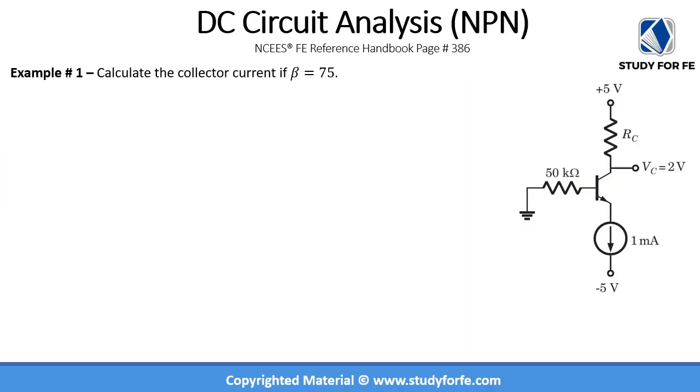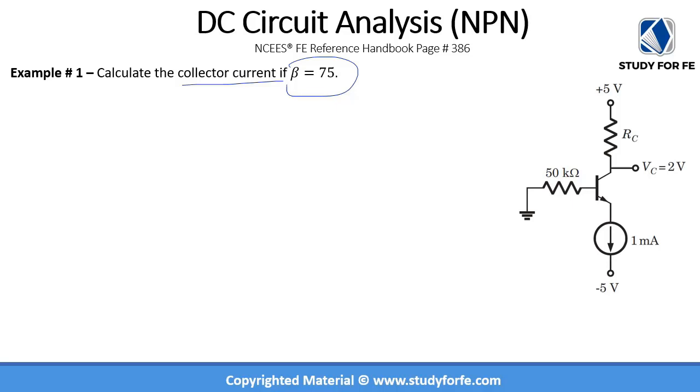So this is our example number 1. We are provided a BJT circuit, and we are being asked to calculate the collector current if beta is equal to 75. Remember, beta is the DC current gain of this BJT.